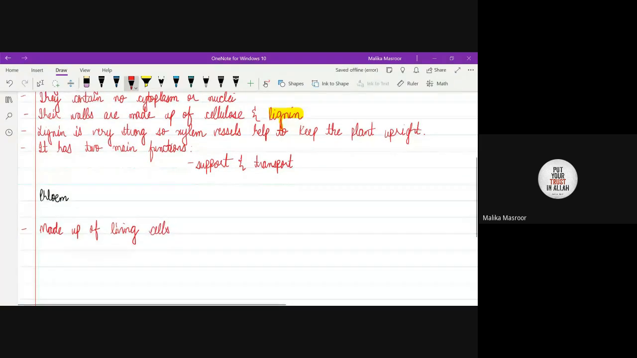Okay, and phloem transports sucrose and amino acids from source to sink. Okay, from where they are made to other parts of the plant. For example, roots, flowers.